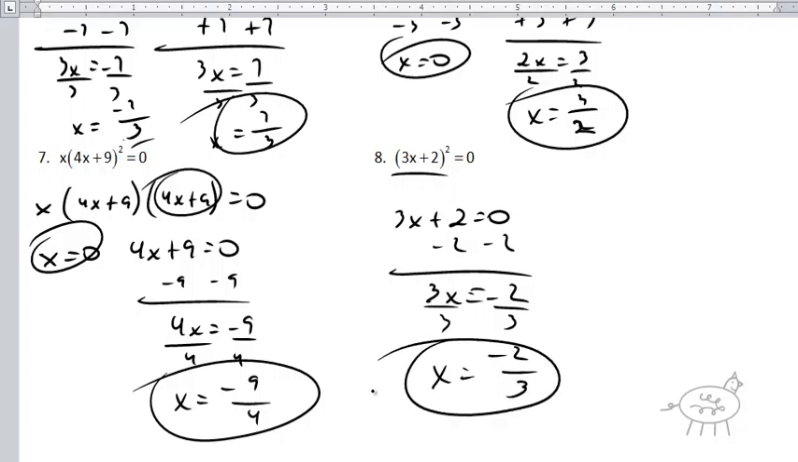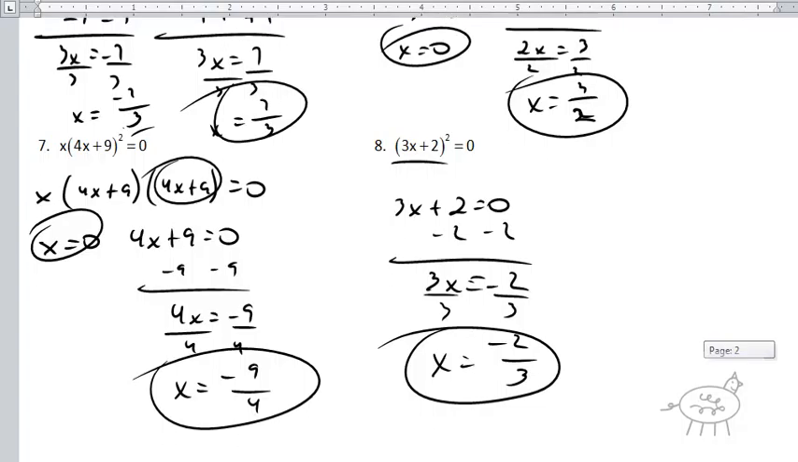So that's it. That's the zero product property. You just set each of those equal to 0 and solve. Just make sure it's got a variable or a variable inside the parenthesis, and you're good to go.